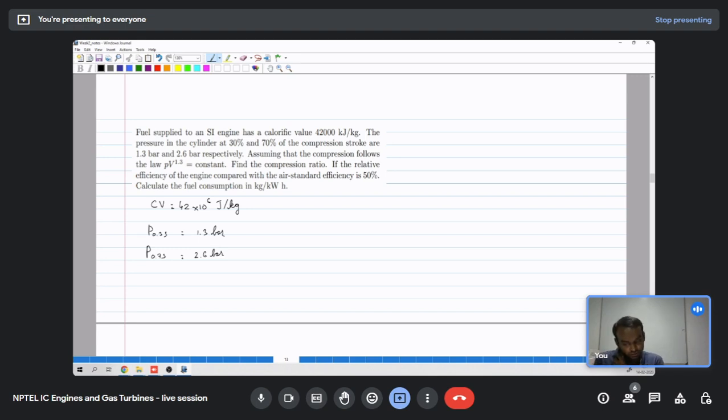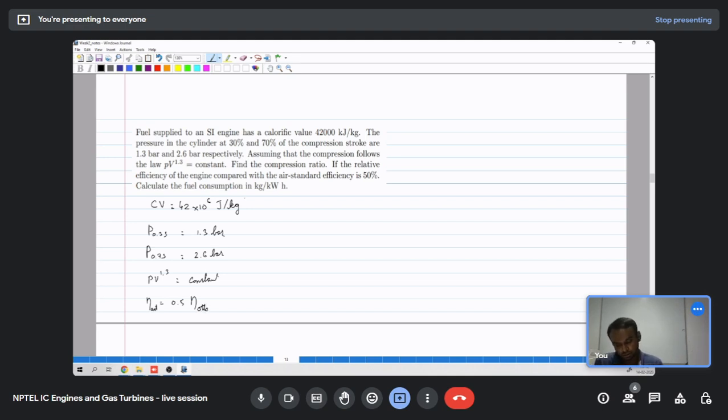Assuming that the compression follows PV^1.3 = constant, find the compression ratio if the relative efficiency of the engine is 0.5 with the air standard cycle. So that means the actual efficiency is 0.5 times the Otto cycle efficiency.